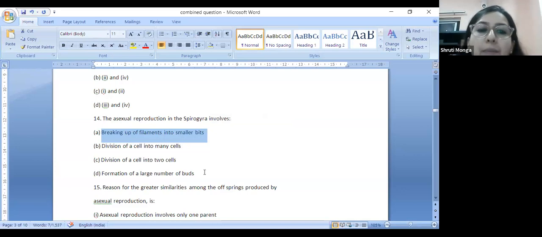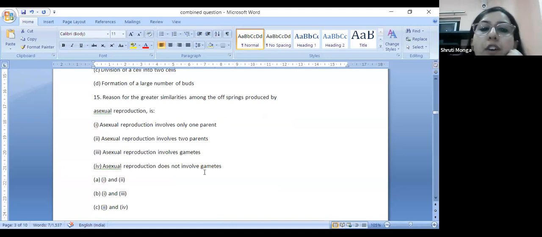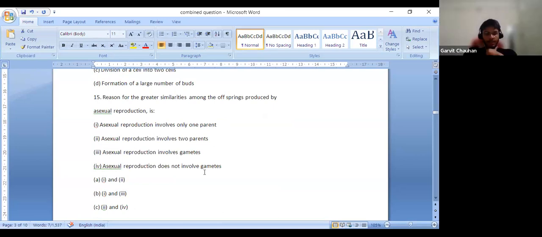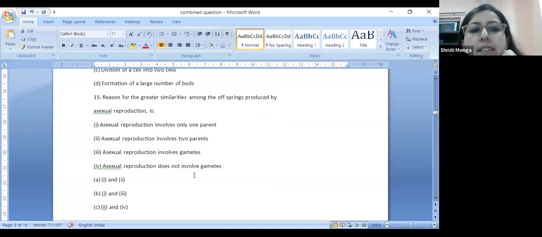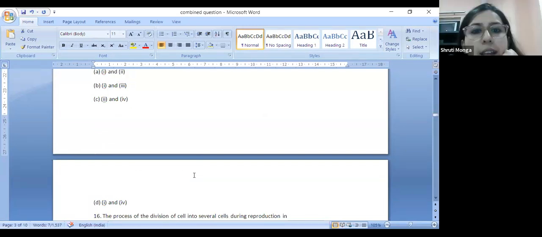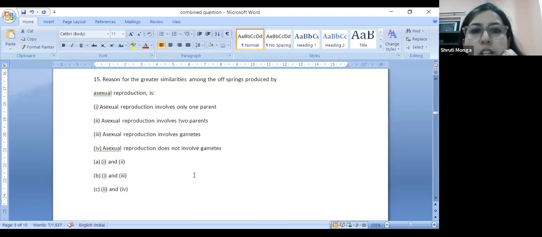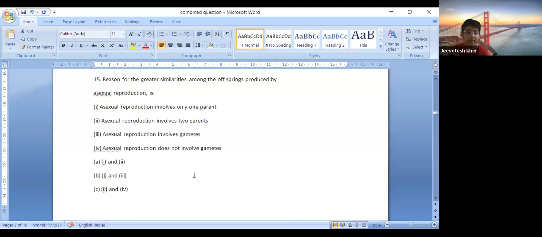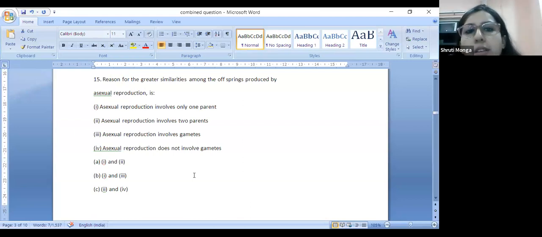Question number 15. The reason for the greater similarities among the offspring produced by asexual reproduction is? Ma'am, are there more options or only three? One second. Yeah, there is D also, 1 and 4. So option D, 1 and 4. And what about Jiftesh? Ma'am, one and four, because in asexual reproduction only one parent is there, so there's no question of gametes. Exactly. There is no doubt in this question, right?